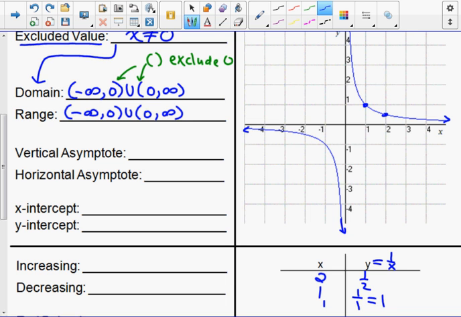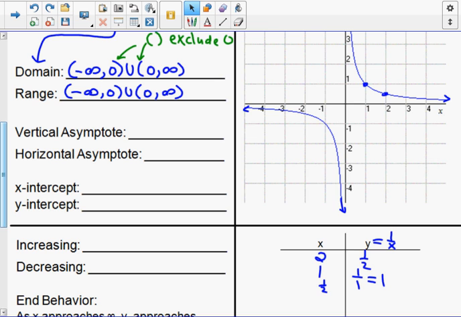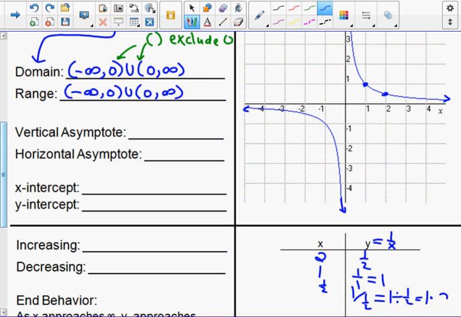If I plug in 1/2, this one is a little bit harder to see, but you're going to have 1 over 1/2, and if you remember from complex fractions, that's the same as 1 divided by 1/2, which is the same thing as 1 times 2, the reciprocal of 1/2, otherwise known as 2. So if I look at my graph, that's where about 1/2 is. And if I come up here to the curve, there will be a point. And if you look at these 3 points, they create a curve.